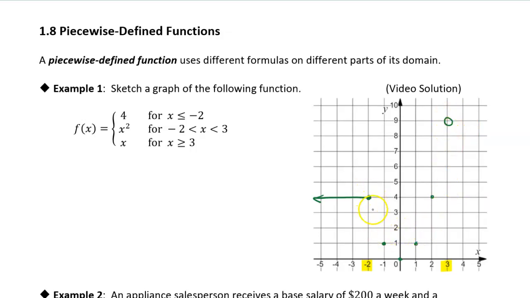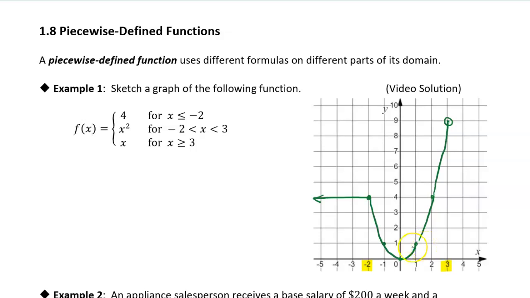Now, if it didn't meet up at this other side with the other piece of the function, I would put an open circle there too. But because it does meet up with that first piece, I'm just going to leave it as a closed circle. Okay, and so now I'm just going to connect those dots to indicate what the function looks like, to graph the function between x equals -2 and 3. Okay, good enough.